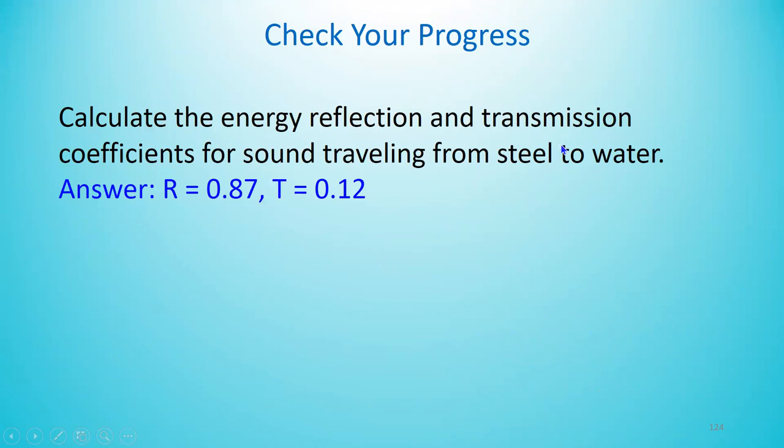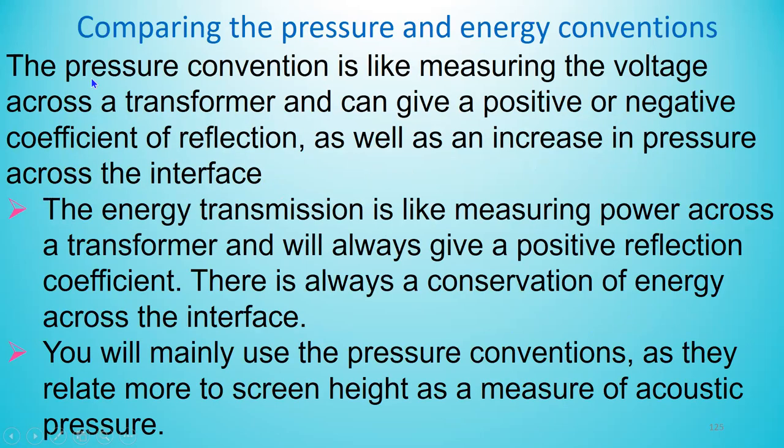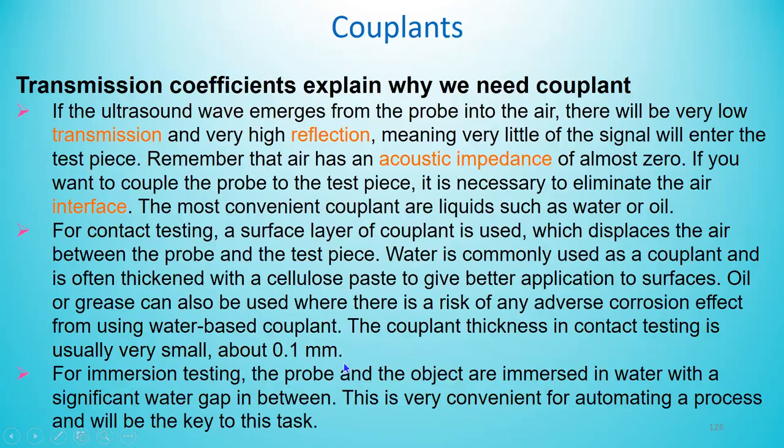Calculate the energy reflection and transmission coefficient of sound traveling from steel to water. You will find reflection is 87% and transmission is 12%. Already we had done this. Comparing the pressure and energy conversion, energy transmission is like measuring power across a transformer and will always give a positive reflection coefficient. You will mainly use the pressure convention as it relates to screen height as a measure of acoustic pressure.